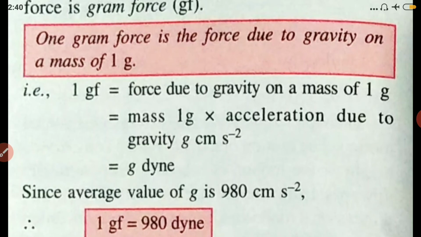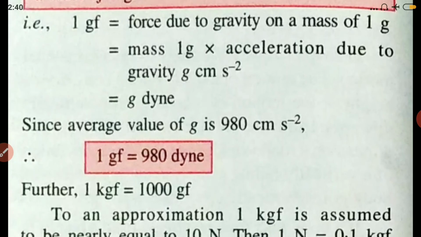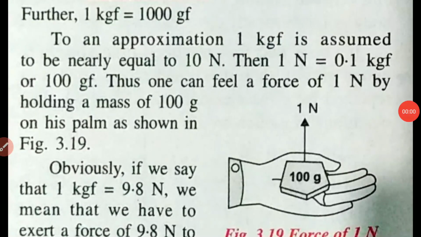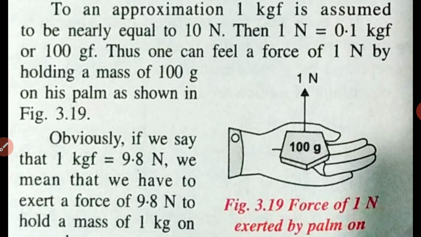Since the average value of g is 980 centimeter per second square, therefore 1 gram force will equal 980 dyne. So further, 1 kgf equals 1000 gf. So the relationship between the gravitational SI unit of force and the gravitational CGS unit of force is 1 kgf equal to 1000 gf. To an approximation, 1 kgf is assumed to be nearly equal to 10 Newton, which I have discussed. Then 1 Newton equals 0.1 kgf or 100 gf. Thus, one can feel a force of 1 Newton by holding a mass of 100 gram on his or her palm as shown in the figure.